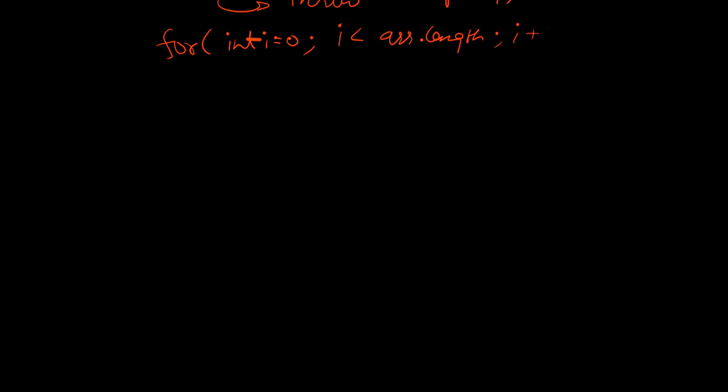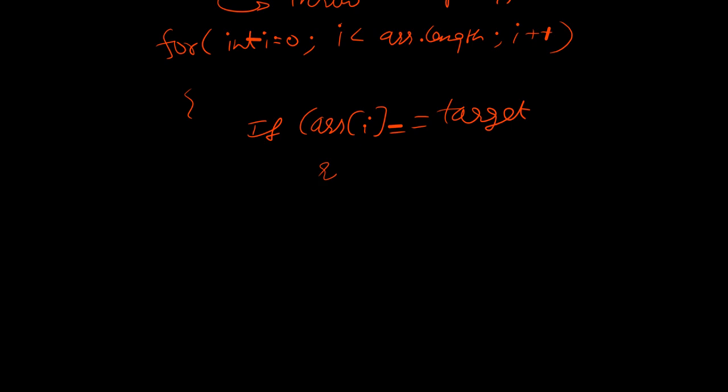Have a condition: if array[i] equals target, then we can return the value or the index. If not, we can return -1. So this is the linear search implementation.